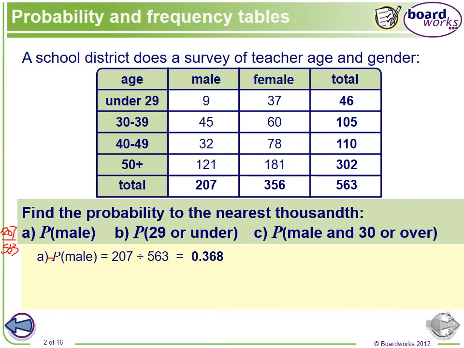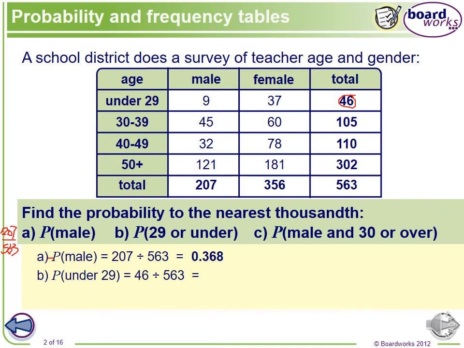So how many teachers are under 29? Did they say about male or female? No, they didn't, right? So it doesn't matter if it's a male or female teacher. They just care about the age. So how many teachers? Okay, they have 9 male teachers under 29, 37 female teachers under 29, but we don't care if female or male. We just need how many teachers are under 29 together. So we have 46. You can see here a total of 46 teachers under the age 29.